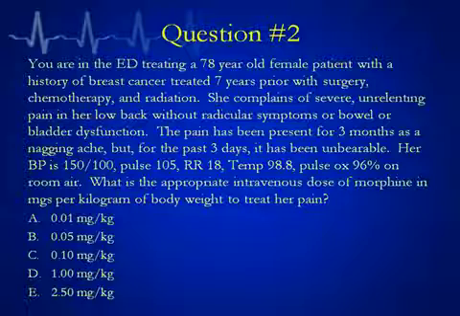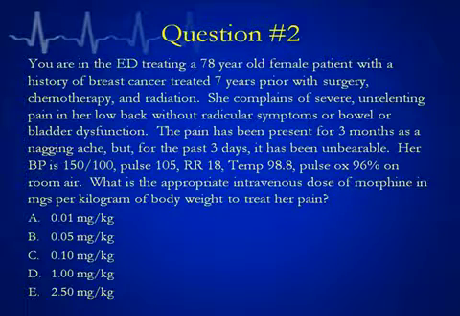on room air. What is the appropriate intravenous dose of morphine in milligrams per kilogram of body weight to treat her pain? A is 0.01 milligrams per kilogram. B is 0.05 milligrams per kilogram. C is 0.10 milligram per kilogram. D, 1 milligram per kilogram. And E, 2.5 milligrams per kilogram. All right, let's go to the videotape. Okay, looks like C's the winner here.